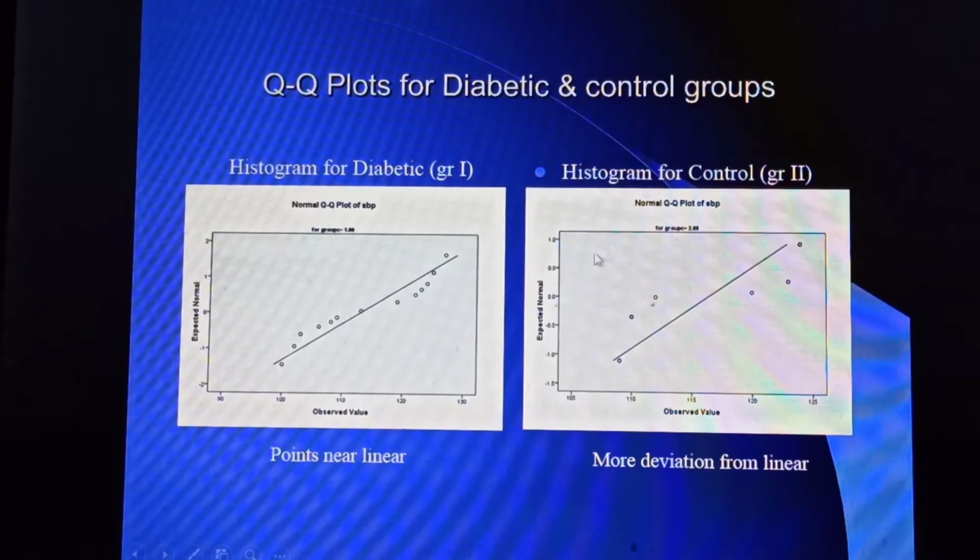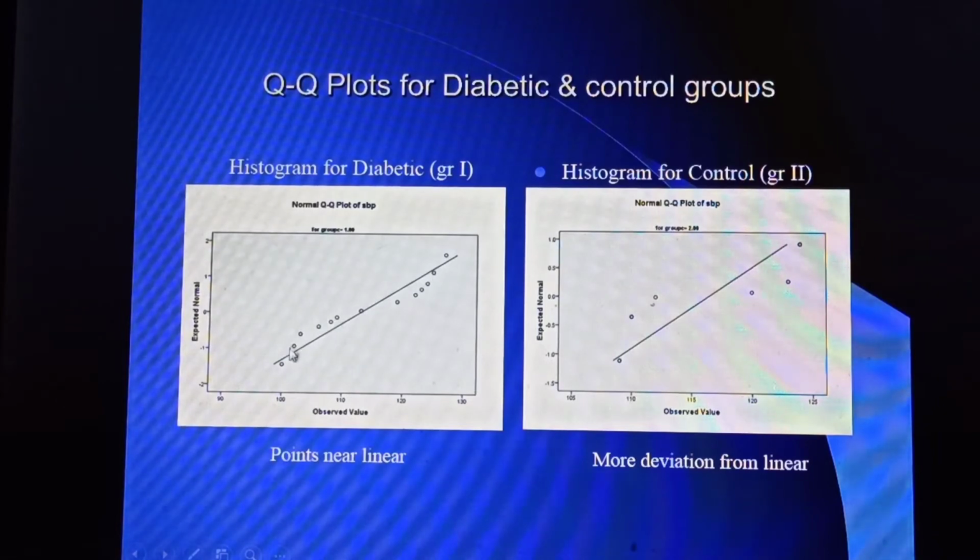So the display is shown like this here. And so these are expected normals plotted against observed values. Then the procedural aspect, everything will be taken care of by SPSS, and we don't go into the computation part of that. And in QQ plots you will get a linear, straight line.